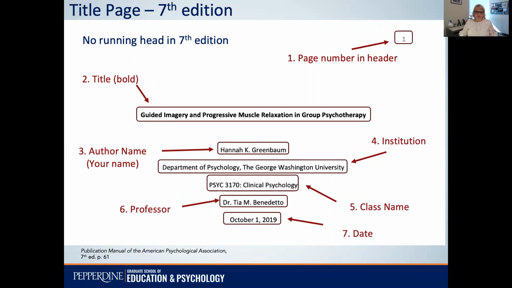including, of course, the institution, like the 6th edition, but you'll also have your class name, professor, and date, which is kind of nice in case you ever want to go back and look at that and remember when you wrote the paper or what class it was for. And also notice that unlike the 6th edition, there is a blank line between the title and your name.